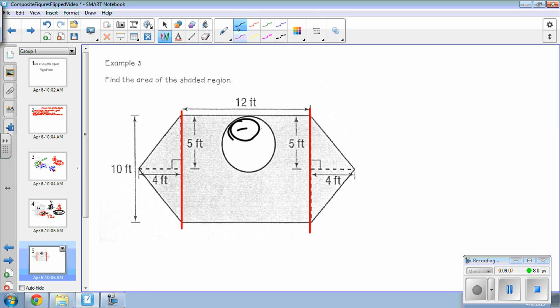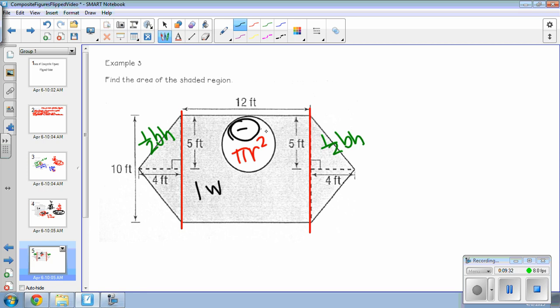So I'm going to go through and write my formulas. The rectangle is length times width. The circle is pi times radius squared. Then the triangle over here is 1/2 base times height, and that's also the same thing over here. So let's go through and figure out all of our dimensions.